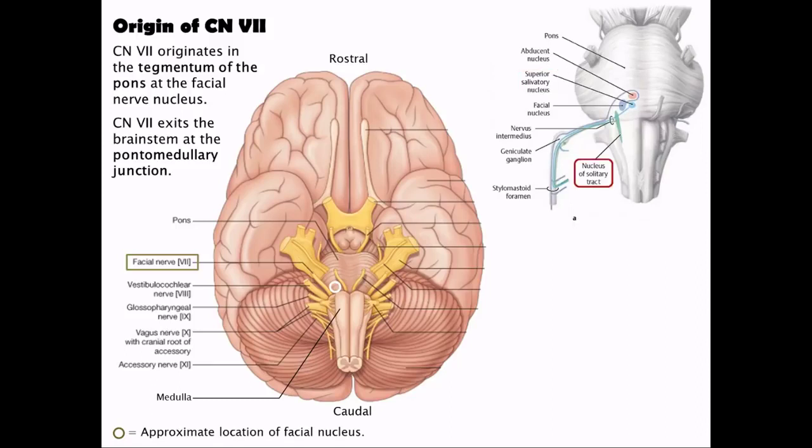The nucleus of the solitary tract is where fibers for taste synapse with ascending tract fibers destined for the cortex of the brain. Lastly, the geniculate ganglion is located at the bend of the facial nerve within the facial canal, and it houses the cell bodies for the special sensory neurons of taste. Because these special sensory neurons are pseudo-unipolar, no synapses occur within the geniculate ganglion.